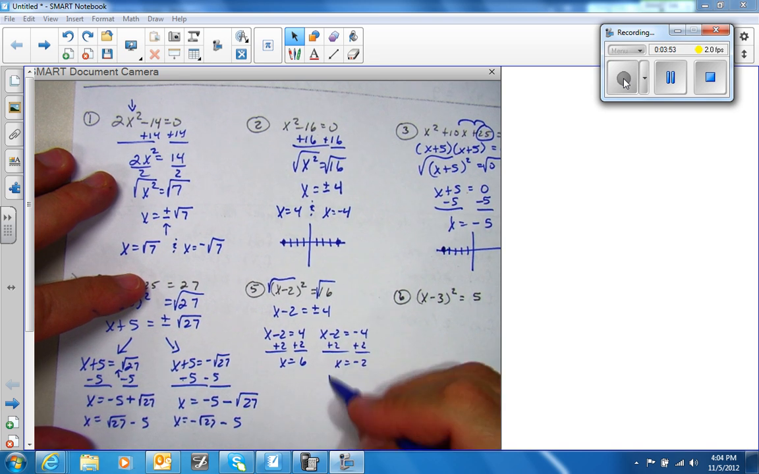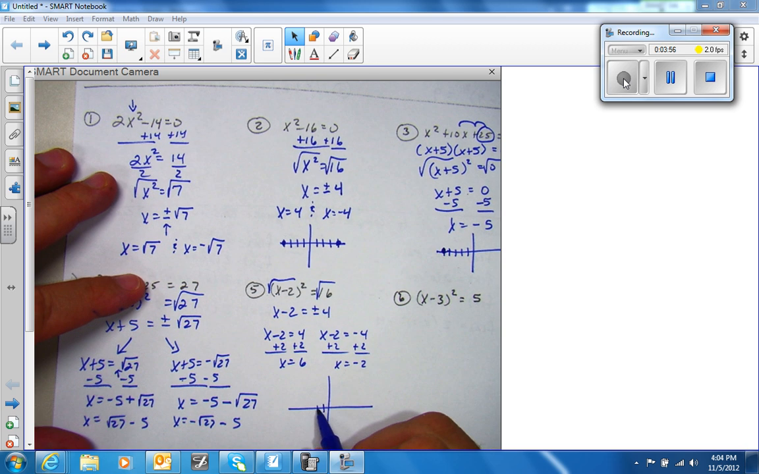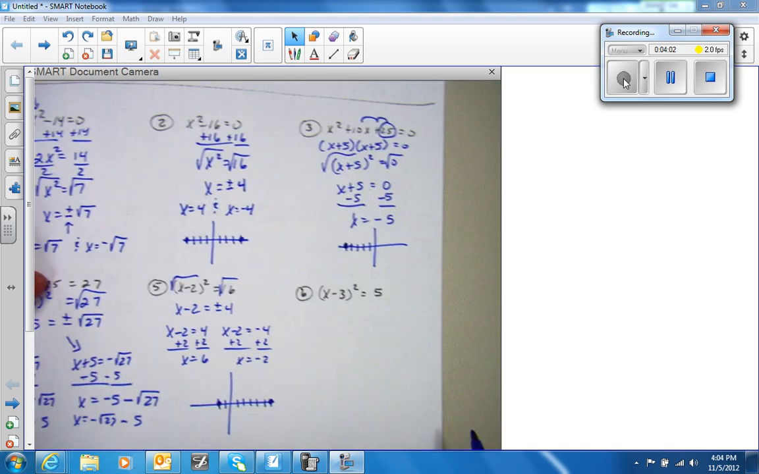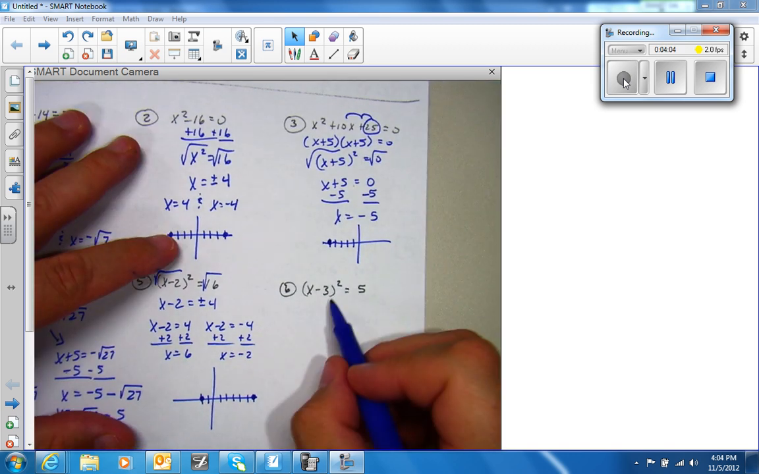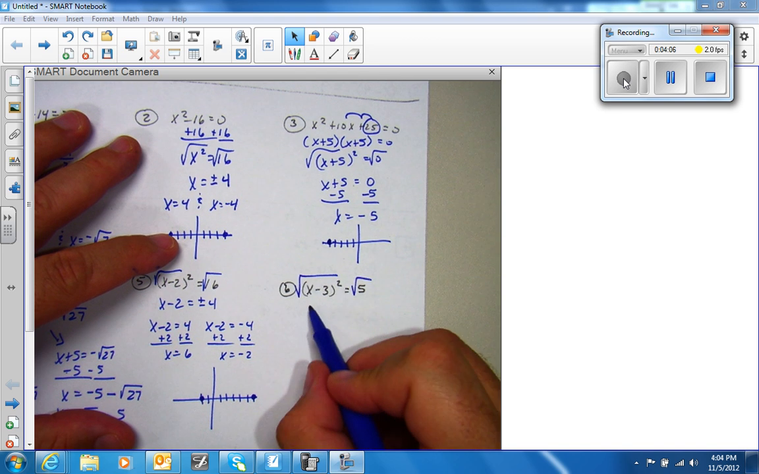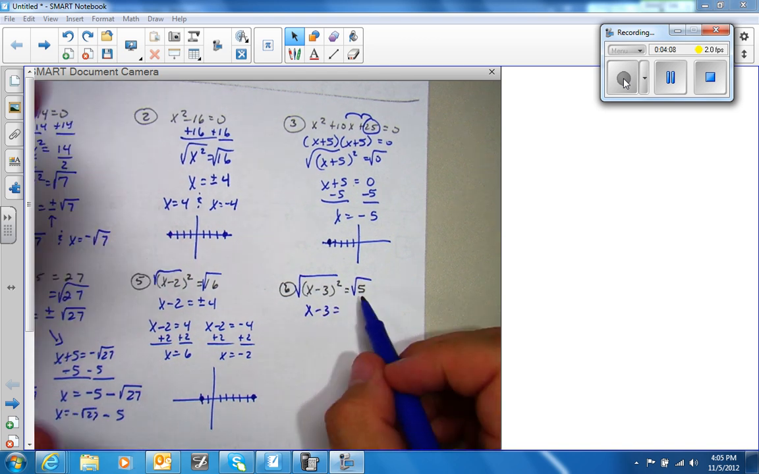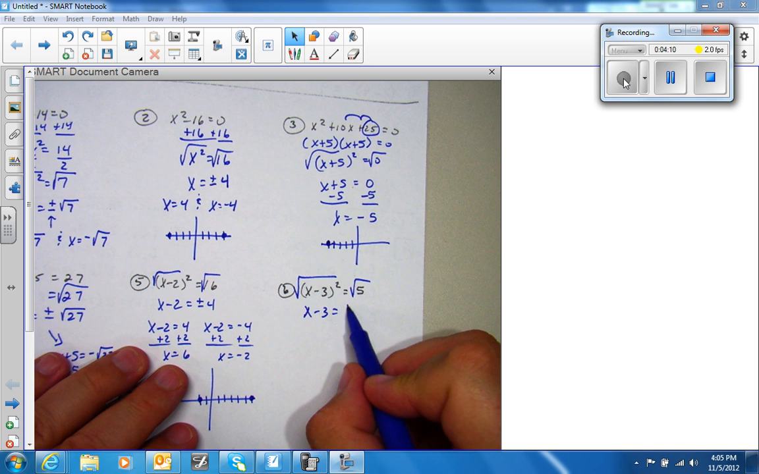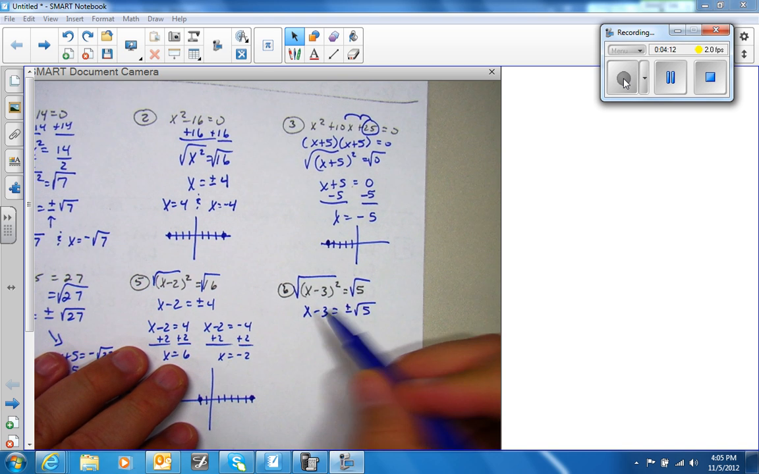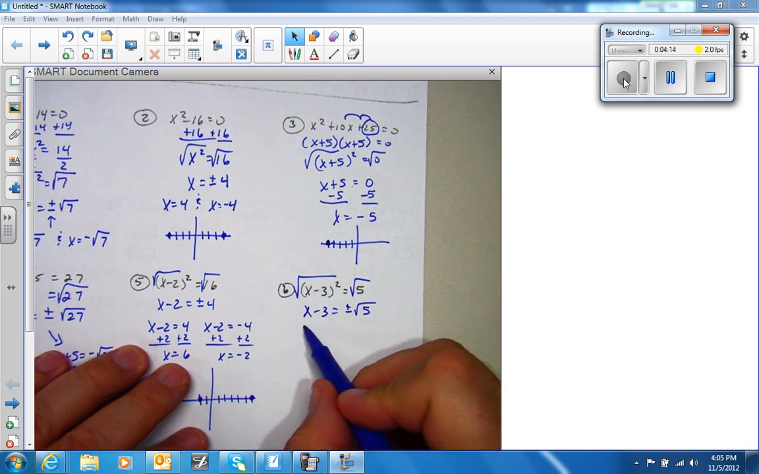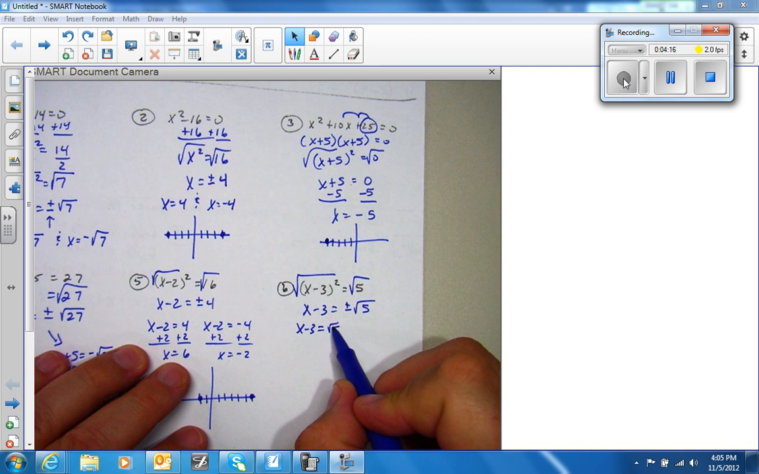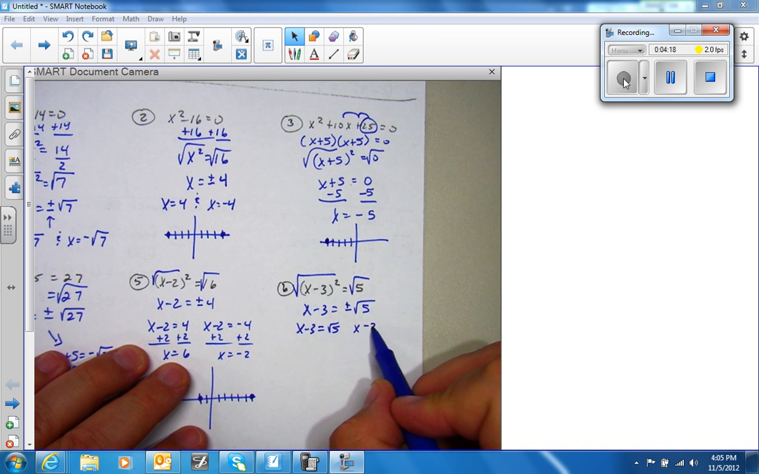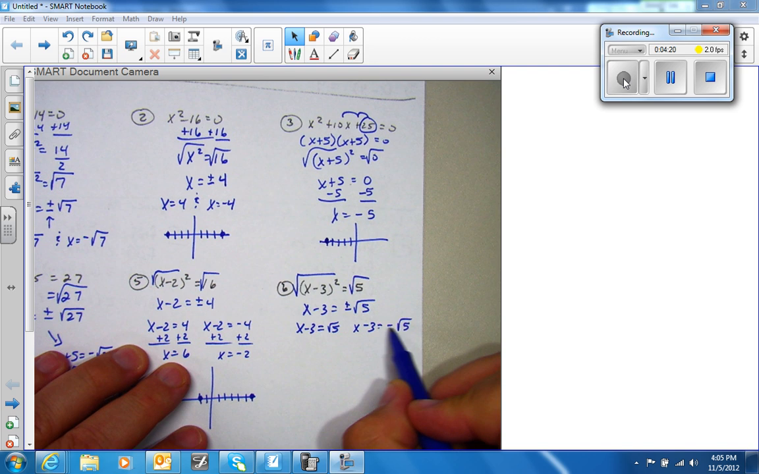So again, on a graph, 1, 2, there's a root. 1, 2, 3, 4, 5, 6, there's another root. Okay? Same thing on here. Square root of both sides. X minus 3 equals. Now, this is just like number 4. Plus or minus root 5. I can't take root 5. So I'm going to do x minus 3 equals root 5, and x minus 3 equals a negative root 5.